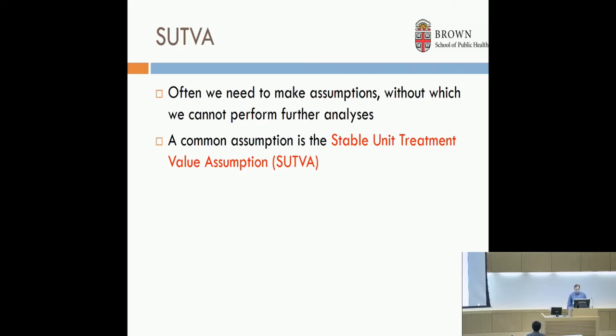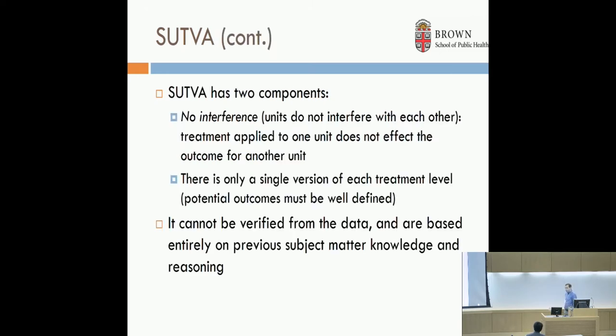So the first one that people usually make is something called the SUTVA assumption, or the stable unit treatment value assumption, and it has two parts. The first part is saying that there is no interference. That means that the treatment that unit one receives is not influencing the treatment that other people receive. Here is an example.